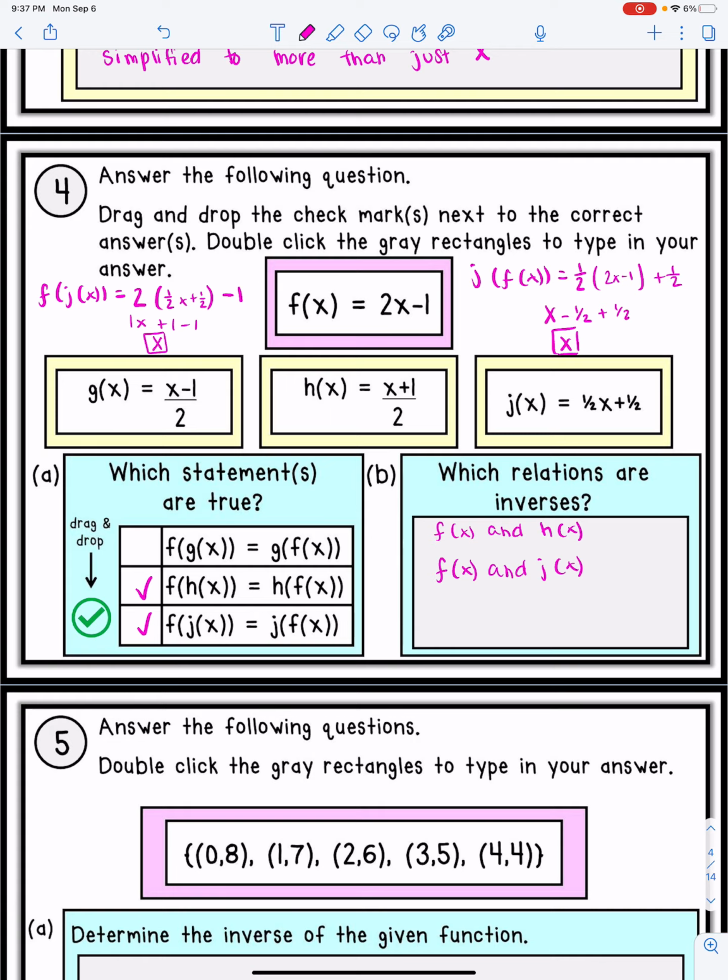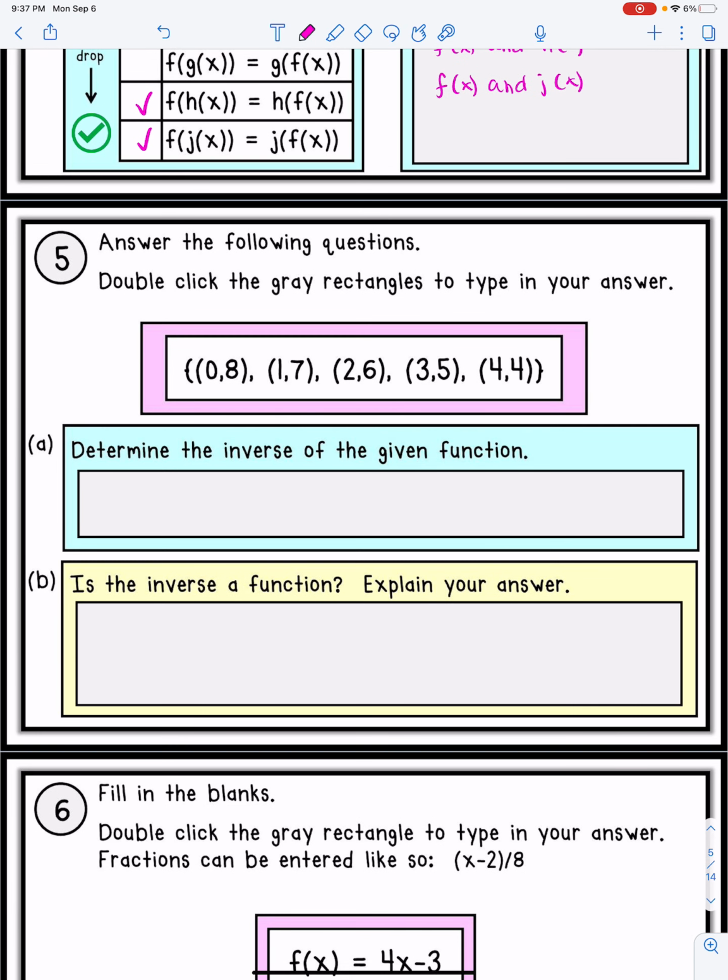All right, slide 5, this last one I'm going to do with you. So determine the inverse of the given function. Remember inverses, if your original graph has x, y coordinates, then in order to find the inverse, you switch the x and y. Okay, so my new function will be the ordered pairs 8, 0. So I just switch the x and y. 7, 1. 6, 2. 5, 3. And 4, 4 is the same point.